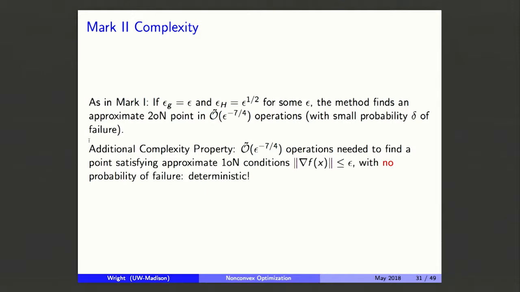You can actually prove something a little bit more. You can get to approximate stationarity, guaranteed, in this many iterations. There isn't this small probability of failure. The probability of failure, by the way, comes from the fact that if you're using randomized methods to find negative curvature, they may fail. If you're really unlucky, they may fail, because you may not start with a component in the negative curvature direction. But that doesn't matter if you're just looking for a first order point.